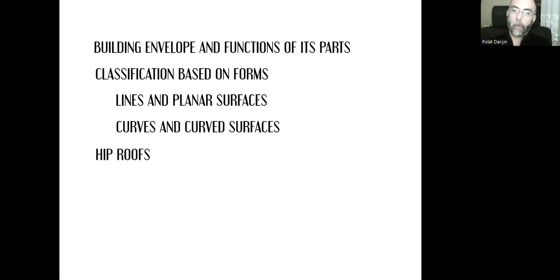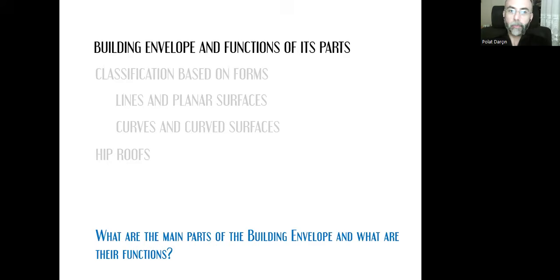Let's take a look at the classification of the roofs based on forms. Here we have two main categories. We can create forms with lines and planar surfaces and curved surfaces. And we can finish the video with a drawing exercise for hip roofs.